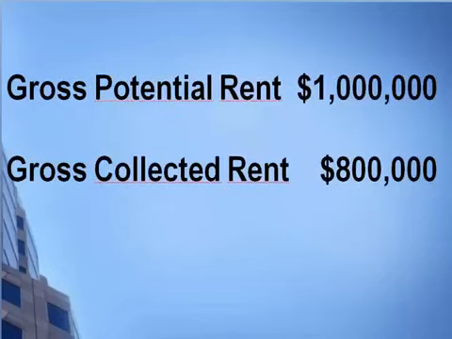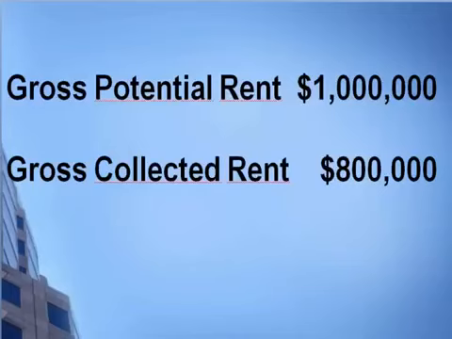What we do then on the financial statement is we see the gross potential rent. Let's say for example, in this particular case, it's $1 million. And then you follow your eye down to the gross collected rent. This is what each tenant actually paid over the last 12-month period. Not what was expected, not what was billed, but what actually hit the bank account for rent. Not other income, just rent.